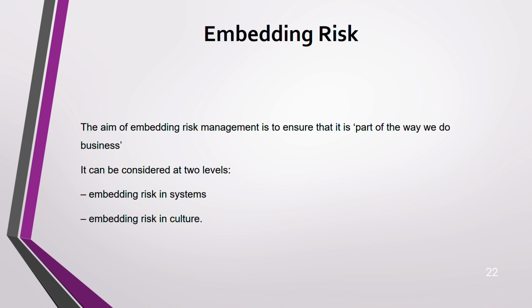Now we are moving on to embedding risk. How do you embed risk? Embedding means it becomes a part of the way we do business. It's like, this is how we do things, this is our thing. There are two levels: one at the systematic level, the other one is culture. So you can embed risk in culture or system.